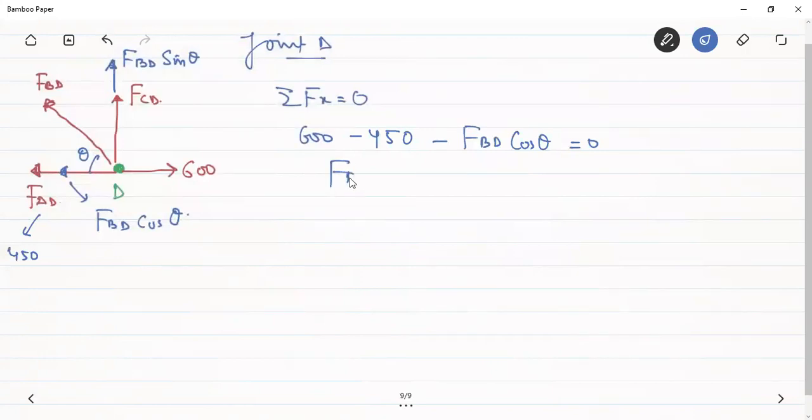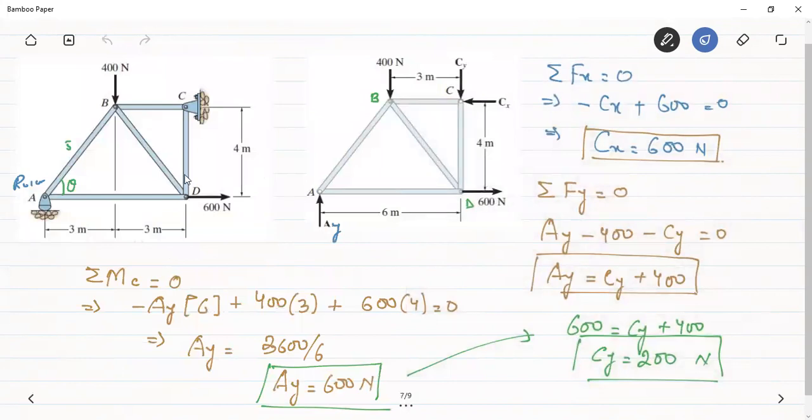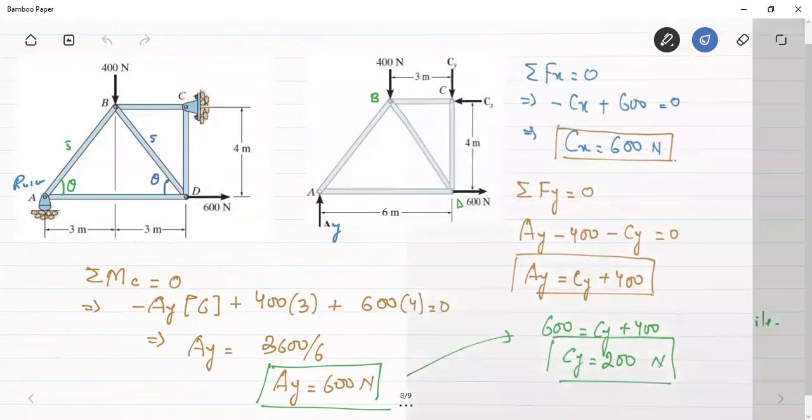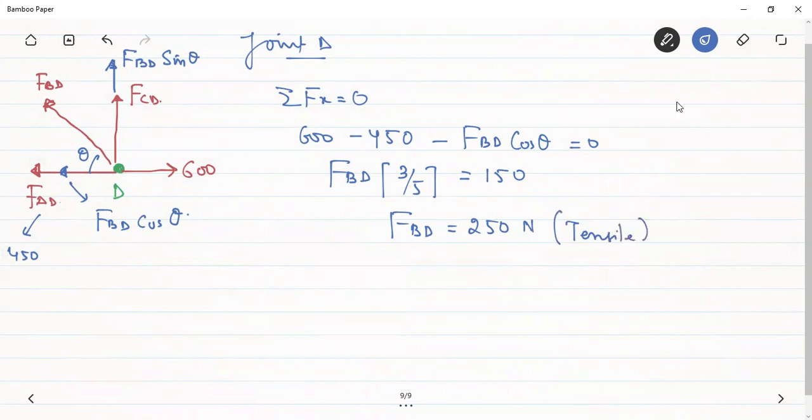Therefore, FBD cos theta, from this diagram can be seen, if I take this to be theta, then it will be equal to 3 by 5. Okay, this is 5 again. This will be equal to 150. And FBD will be equal to 250, and this will be tensile since the result came out to be positive.